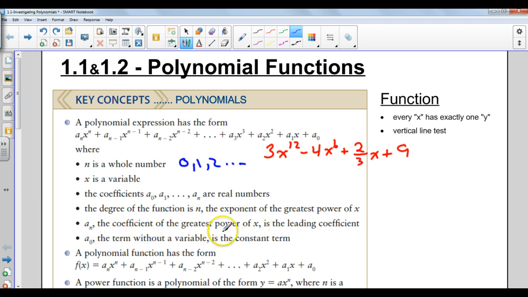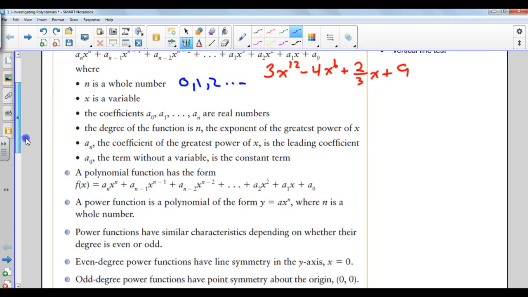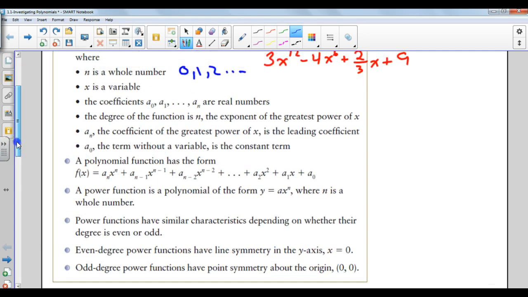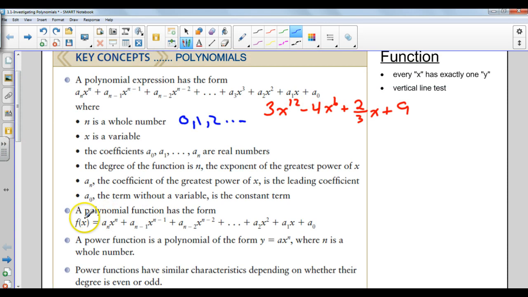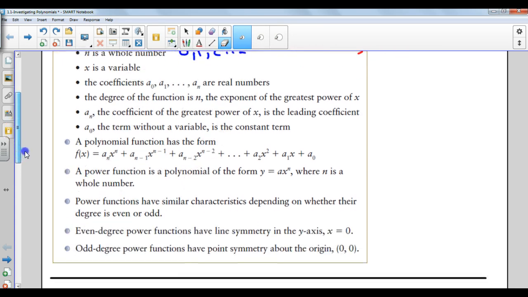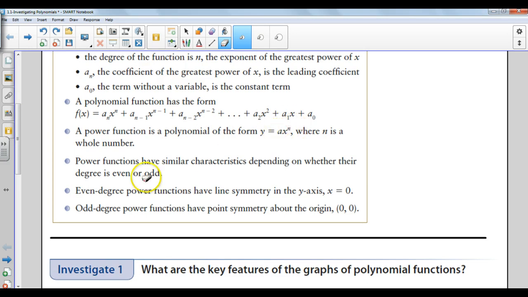a_0 is the constant term, this one over here, because it can't change regardless of the values of x. And a polynomial function now is just combining those two things. So essentially we've got an equation instead of just the expression. Much like in grade 9, 3x minus 4 was an expression, y equals 3x minus 4 was an equation. And then a power function is just anything that's in that form.